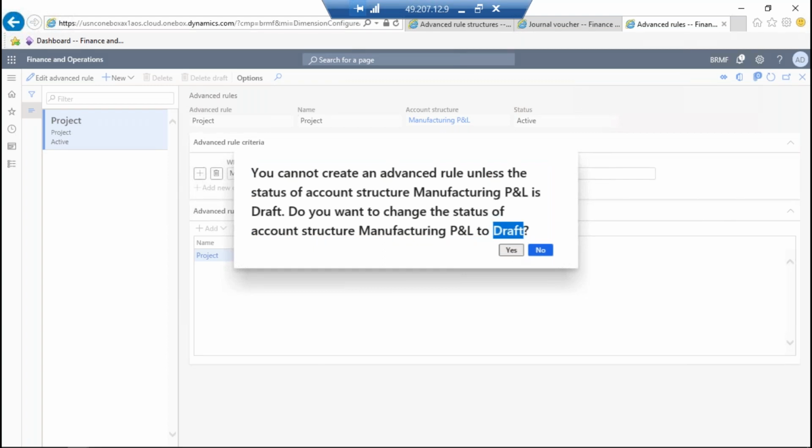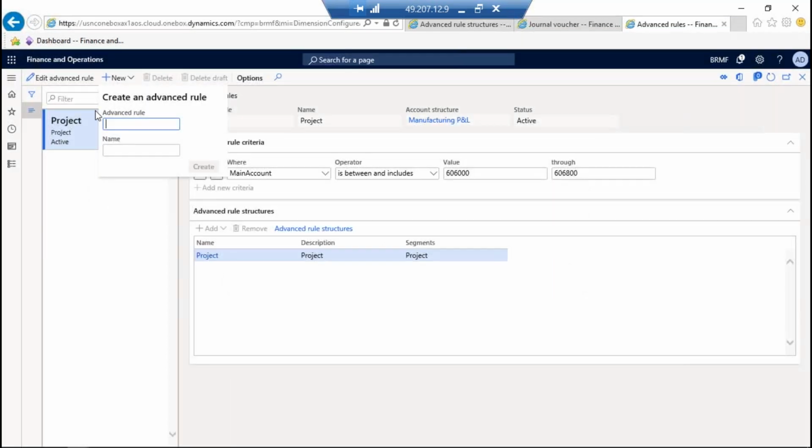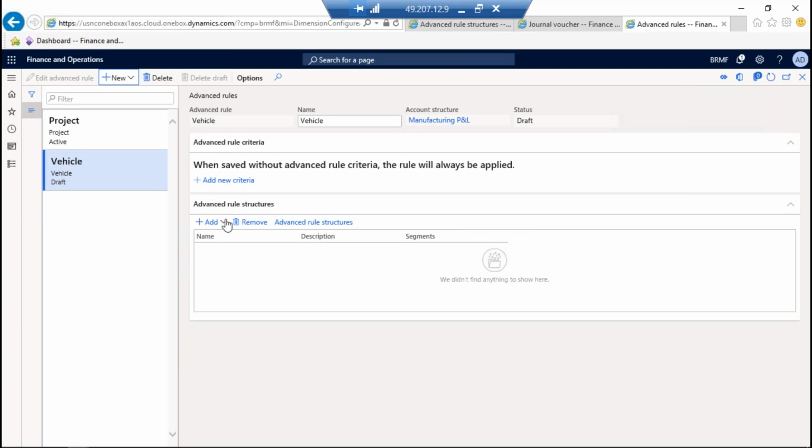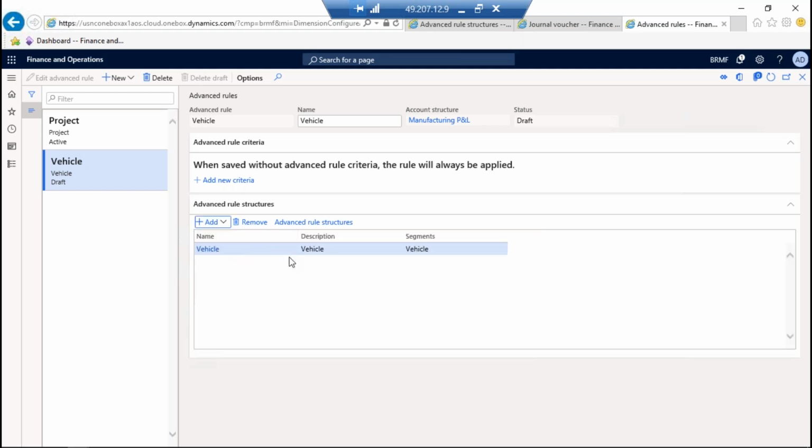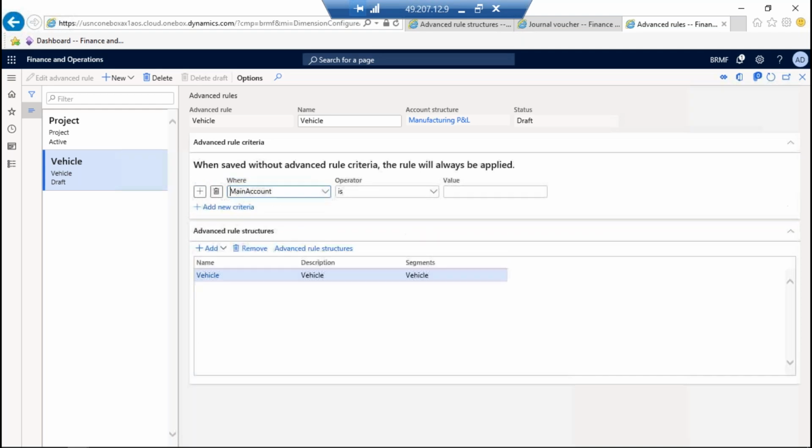Click yes, and whatever changes you want, you can change. Suppose vehicle, and you are adding that advanced rule structure vehicle here. For this vehicle advanced rule structure, you can mention here for which accounts you want it. If you want is between or includes, you can use this one. That means from range, from account to account, all these accounts.